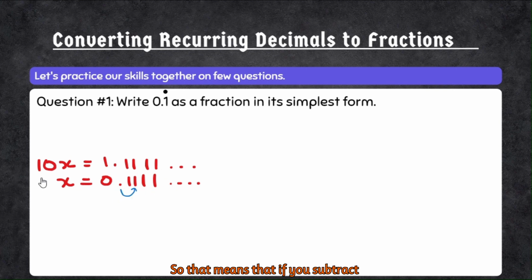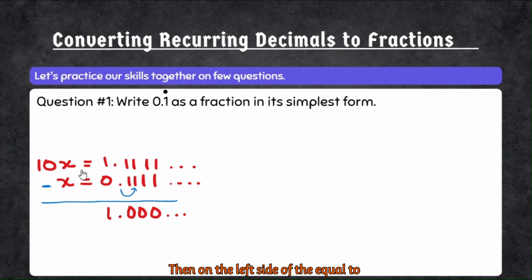So that means that if we subtract 1.11 recurring and 0.11 recurring, that would give us a whole number 1. Because this decimal point will come down, and 1 minus 1 is 0, 1 minus 1 is 0, and that would be 0 recurring. Then on the left side of the equal sign, we would have 10x minus 1x. So that would give us 9x, so 9x is equal to 1.